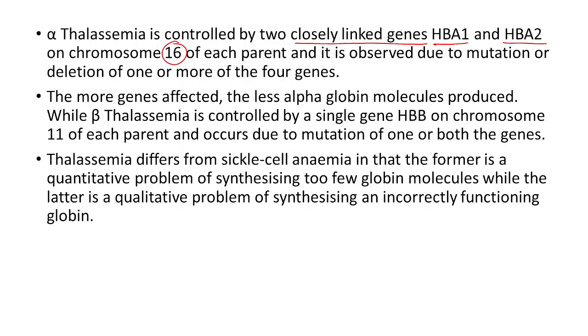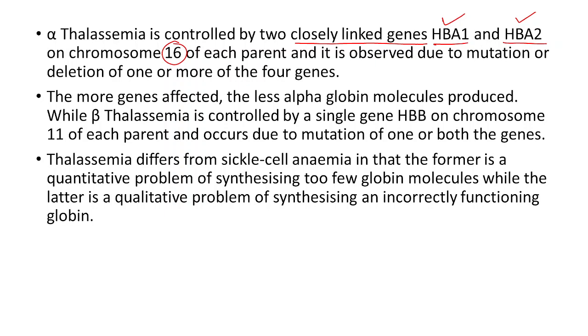In case of alpha thalassemia, it means where the alpha chain is showing the defect. Okay, what happens in this one? Alpha thalassemia is controlled by what? Two closely linked genes. They are HbA1 and HbA2. Okay, and these genes will be present on the 16th chromosome, the 16th chromosome of each parent, and it is observed due to what? The mutation or deletion of one or more of these four genes. Okay, HbA1 or HbA2.